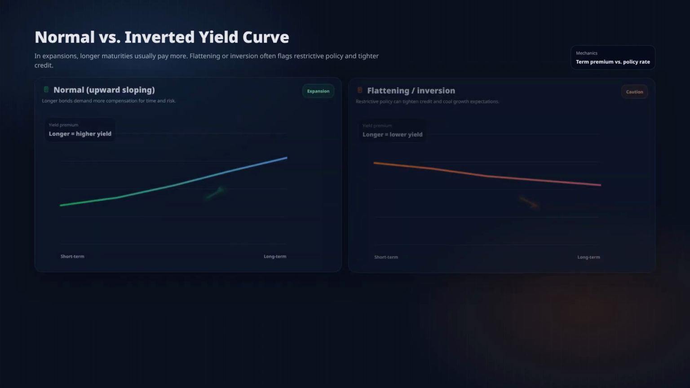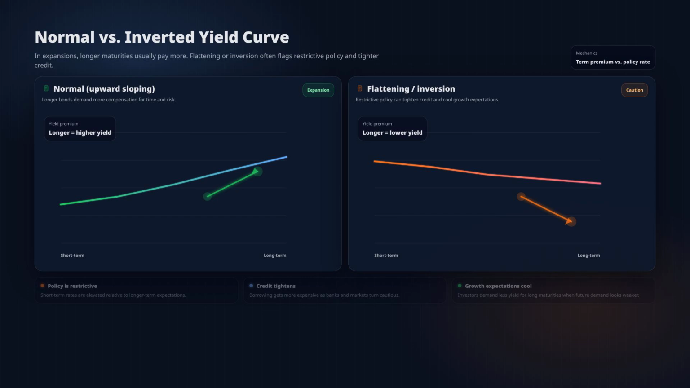In a normal expansion, the curve slopes upward because longer bonds demand more compensation for time and risk. But when the curve flattens or inverts, it often signals caution. Policy is restrictive, credit gets tighter, and future growth expectations cool.